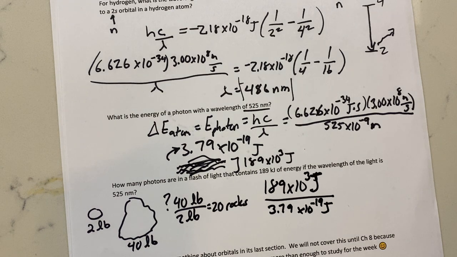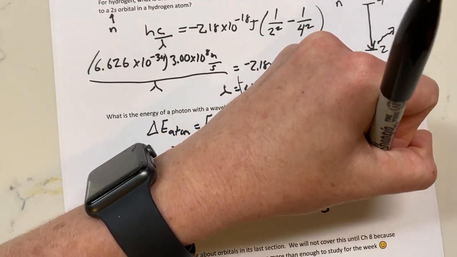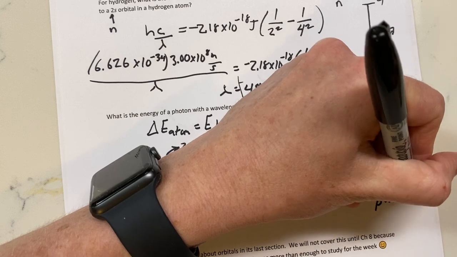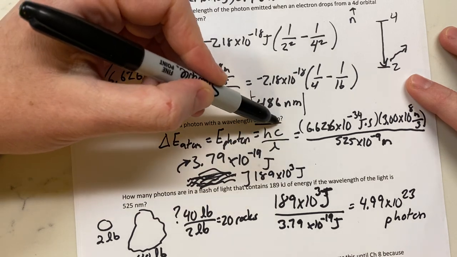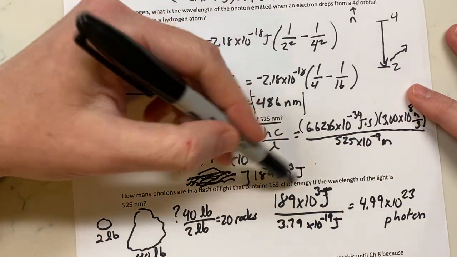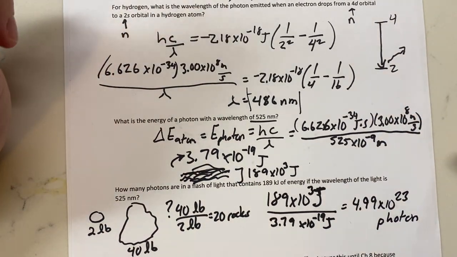Let's go ahead and calculate it out. 189 times 10 to the third divided by 3.79 times 10 to the negative 19. And I get that there are a lot in there, almost a mole, 4.99 times 10 to the 23rd photons. So again, one single photon with this wavelength of light gave off this tiny little bit of energy. But if we had a whole bunch of them compounded in a flash of light with this much energy, that means we had to have had this many photons, 4.99 times 10 to the 23rd.